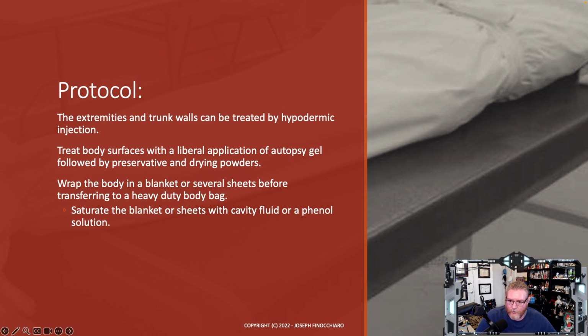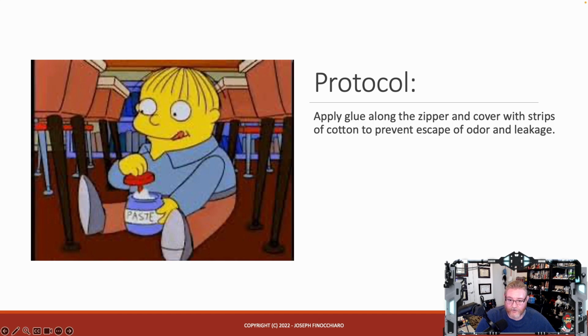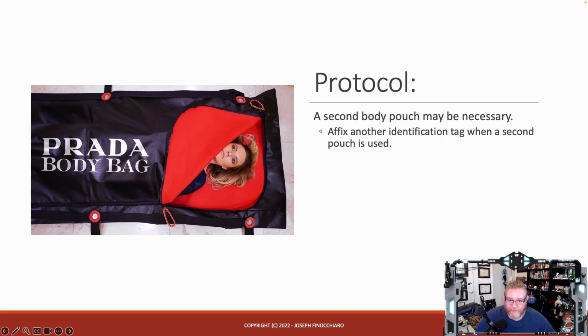The extremities and trunk walls can be treated by hypodermic injection. Treat body surfaces with a liberal application of autopsy gel followed by preservative and drying powders. Wrap the body in a blanket or several sheets before transferring to a heavy-duty body bag. Saturate the blanket or sheets with cavity fluid or a phenol solution. Apply glue along the zipper and cover with strips of cotton to prevent escape of odor and leakage. A second body pouch may be necessary. Affix another identification tag when a second pouch is used.